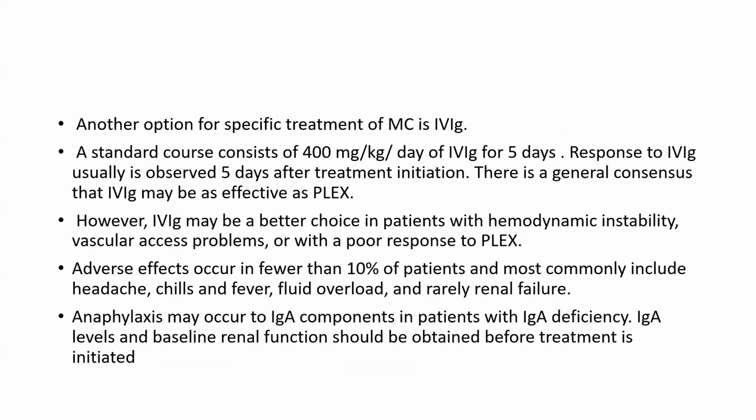Another option for specific treatment of myasthenia crisis is IVIG. The standard course consists of 400 mg per kg per day of IVIG for 5 days. Response to IVIG is usually observed 5 days after treatment initiation. There is general consensus that IVIG may be as effective as Plex. However, IVIG may be a better choice in patients with hemodynamic instability, vascular access problems, or with poor response to Plex.